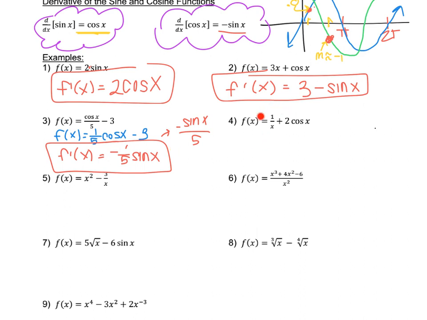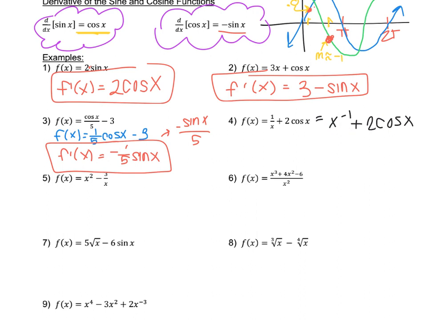Number 4. So now we're looking at a fraction with x in the denominator plus 2 cosine of x. To find the derivative here, again, find the derivative of the first piece, then the derivative of the second. But the first piece is not written as x to a power, and because the only tools we have right now are the power rule and the derivative of sine and cosine, we need to rewrite this function as x to the -1 plus 2 cosine x. Because, again, in order to use the power rule, we need to be able to write it as x to a power, and 1 over x to the first is the same as x to the -1.